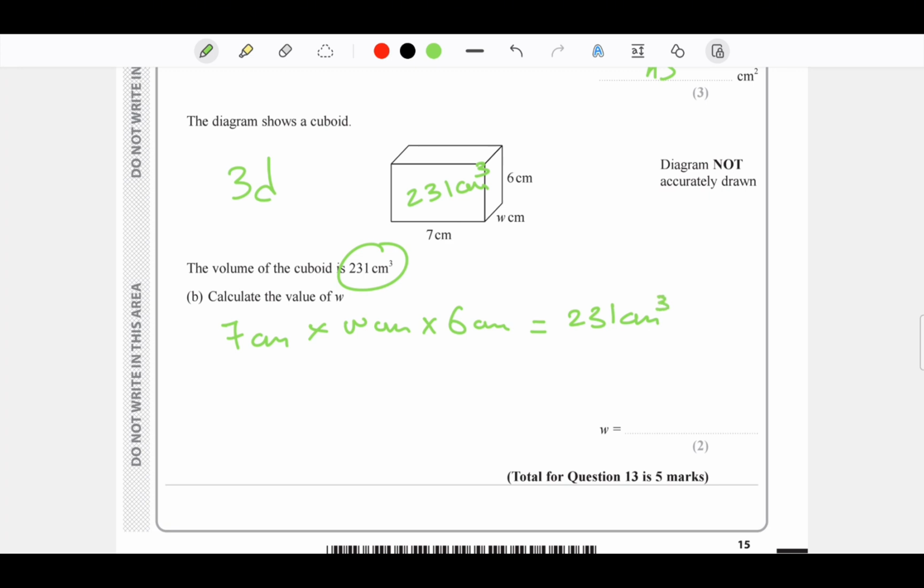What we're going to do is keep the W to one side and move the rest of the values to the other side across the equals sign. So W would equal to 231 divided by 7 times 6. Now W is going to equal 5.5. Right, so don't forget your centimeters.